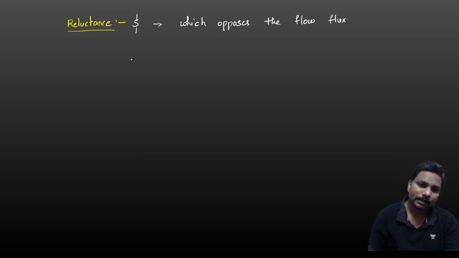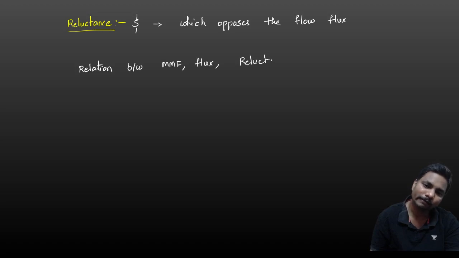Here generally we have the relation between MMF, flux, and reluctance, the same as Ohm's law. Ohm's law is V is equal to I into R. In the place of V, here we have MMF. So MMF is equal to, in the place of current, the flux, into reluctance.